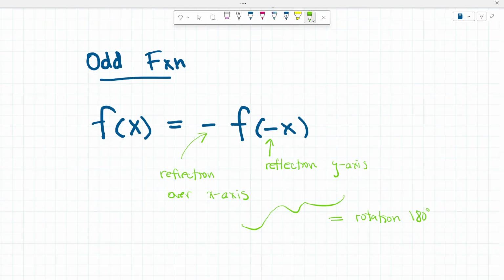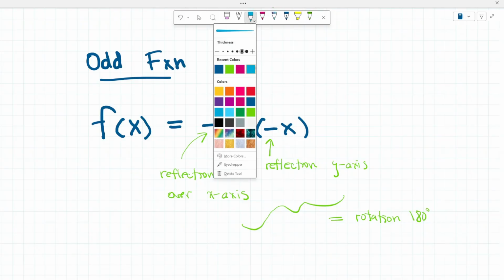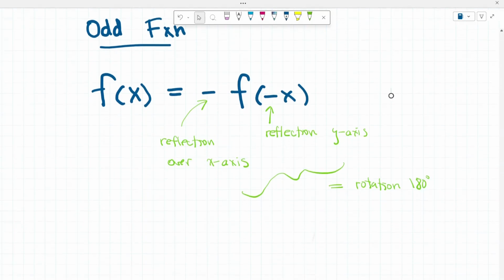So that means if you were to rotate your function 180 degrees, it will end up in the same position that it started. So it will appear unchanged. Now let's go ahead and do an example to determine if we have an odd function.